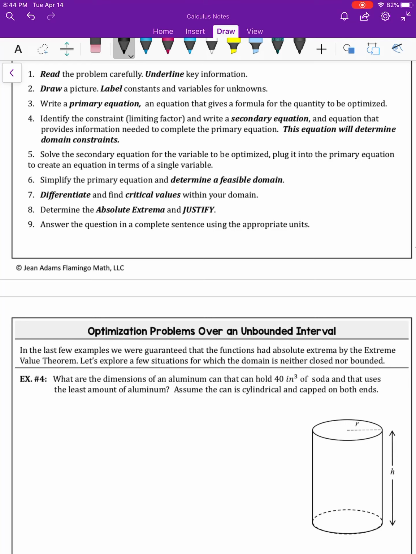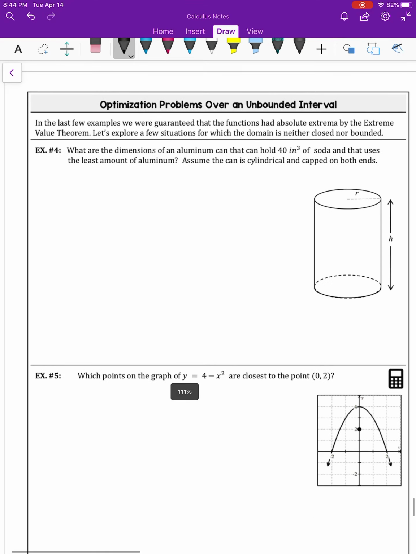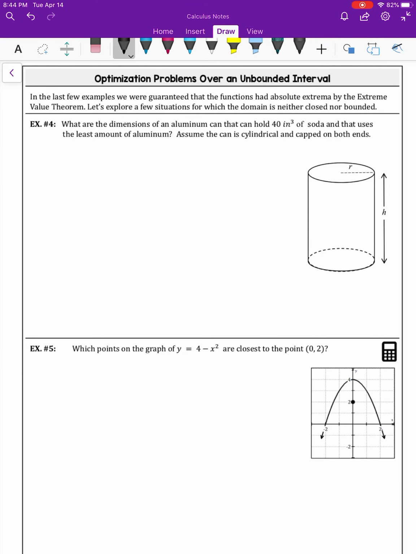Number 6, simplify the primary equation and determine a feasible domain. Differentiate and find critical values within your domain. Determine the absolute extrema and justify. Answer the question in a complete sentence using the appropriate units. There are situations where if you have endpoints for your domain, sometimes your endpoint actually is your max or your min. So you do have to be careful and you do have to consider your domain on some of these problems. Okay.